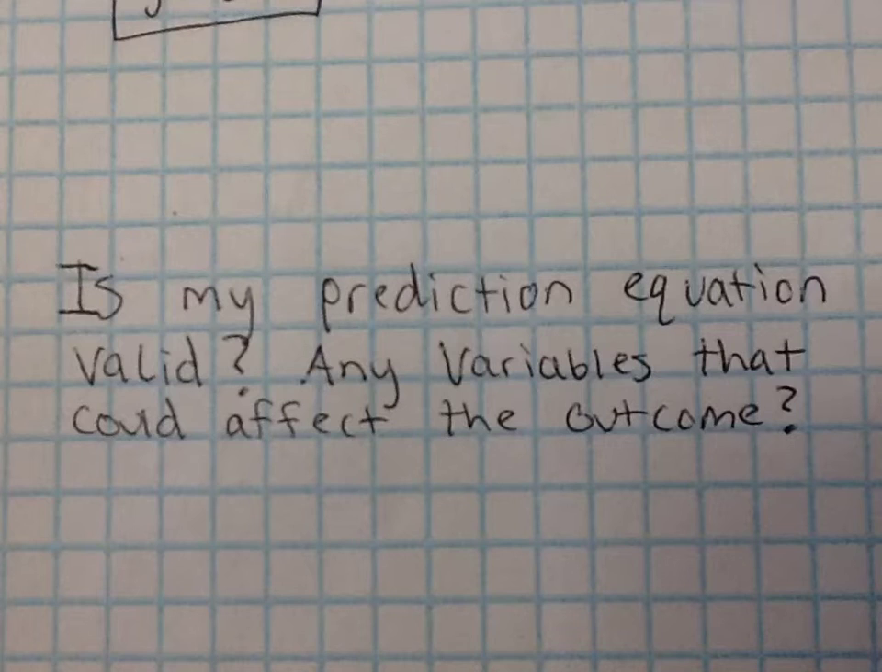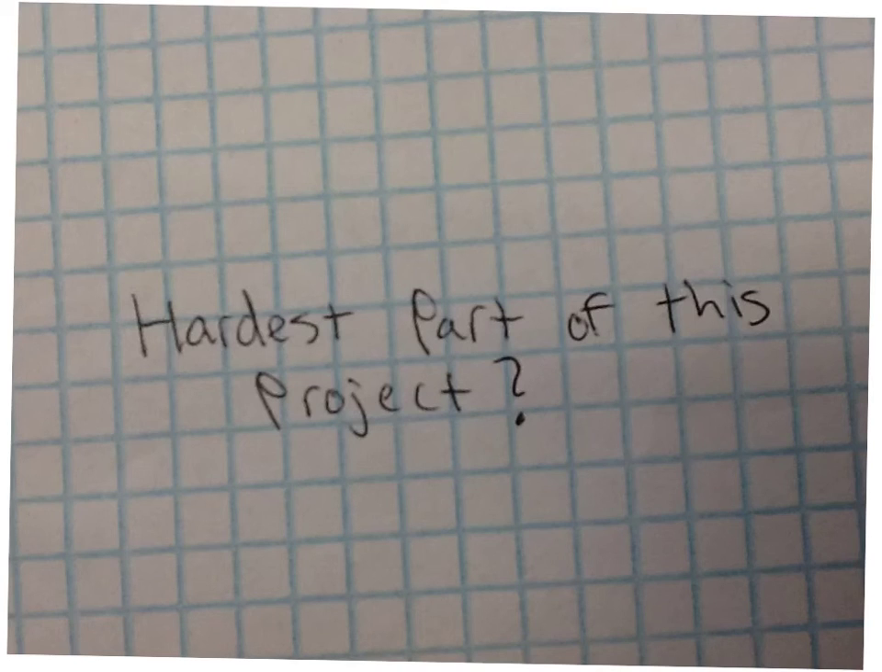Another question I'm answering is, is my prediction equation valid, and are there any variables that could affect the outcome? Yes, I believe it is valid because, judging by the data from previous years, the point total for him is gradually going up. So I think 62 is really the next step. Also, a variable that could affect the outcome is the outlier, or a mistake in recording the statistics, either by me or by the people at Yahoo Sports who might have missed a goal or an assist or something like that. Another question is, what was the hardest part of the project for me?